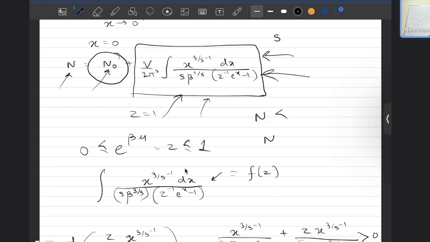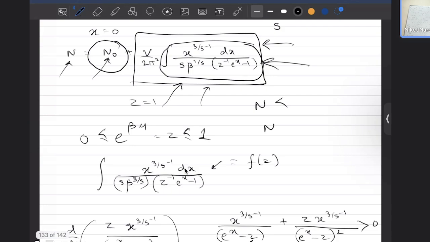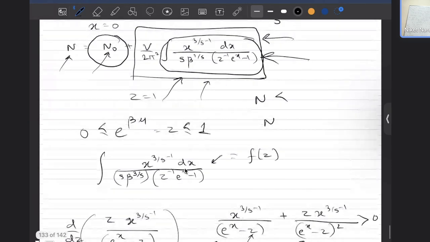So the whole condition ends up at this problem, that this integral has to be a convergent integral. It should not diverge at z equal to 1. And because it's maximum at z equal to 1, I can just check at z equal to 1. At z equal to 1, I don't want this integral or this function to diverge. I want it to be convergent. That's the whole point. Just ensuring that would mean that Bose-Einstein condensation can happen.